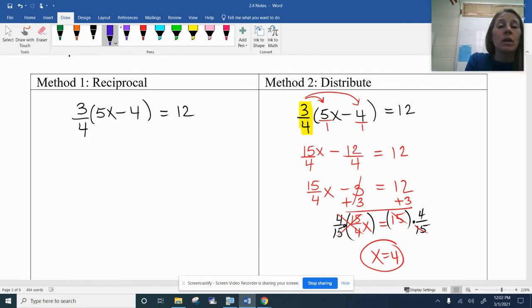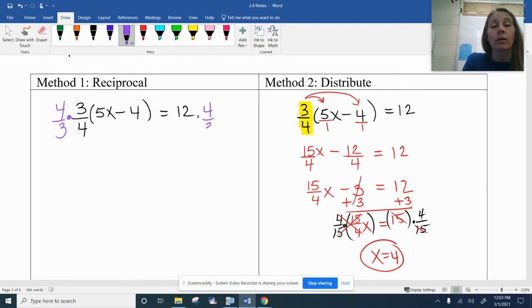So another option for these kinds of problems is to just go ahead and get rid of your fraction by multiplying by a reciprocal straight away. Now, if you do that, you have to multiply everything by that reciprocal, everything that's being multiplied together. So for example, the 3/4 and the 5x minus 4 technically could be considered one term because it's multiplying. But if you had another, like +8 or something after the parentheses, then you would have to also multiply that by the reciprocal too.